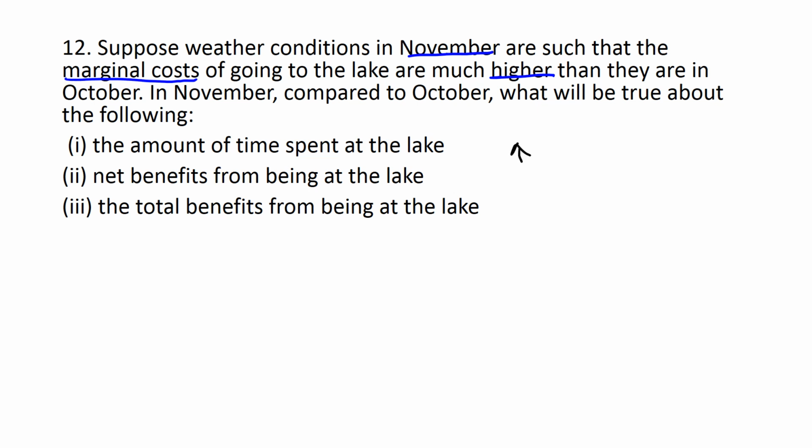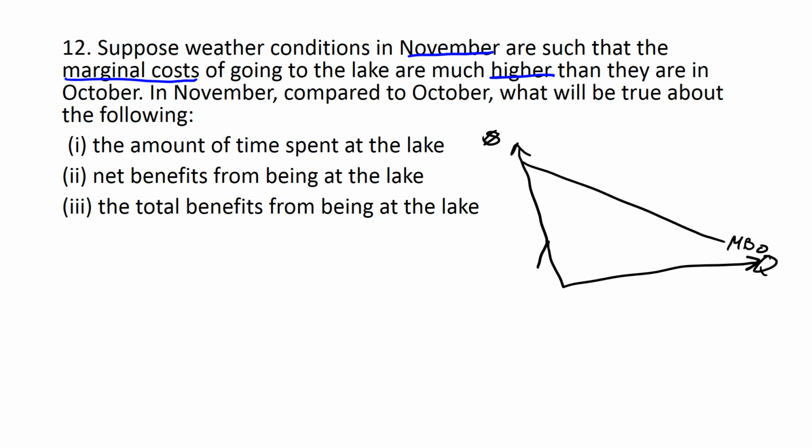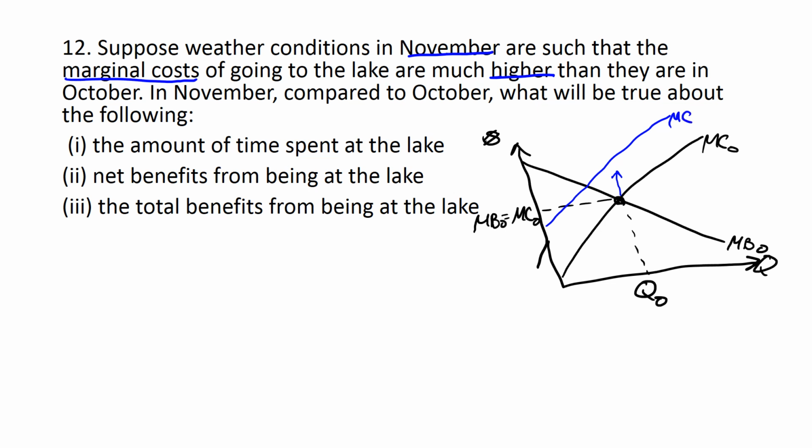So we're going to again start out with our graphing for October, with our amount we spend here and the dollars for going. So the marginal benefit of October and the marginal cost of October, our quantity in October, and our marginal benefit and cost of the last hour we were there. Okay, and it says in November the marginal costs are higher. So that means for the same amount of time, it's going to cost more. So our marginal cost has to shift up like this for November. So this is our new intersection, and we end up with this being our equilibrium. Okay.